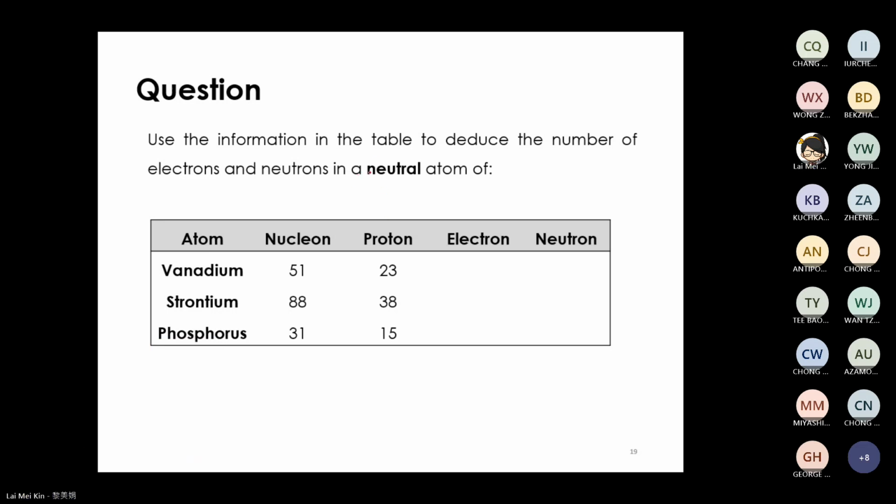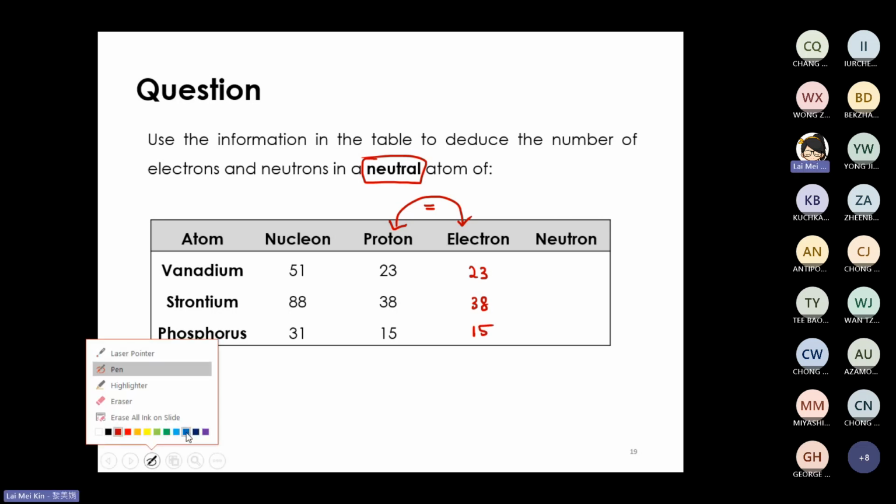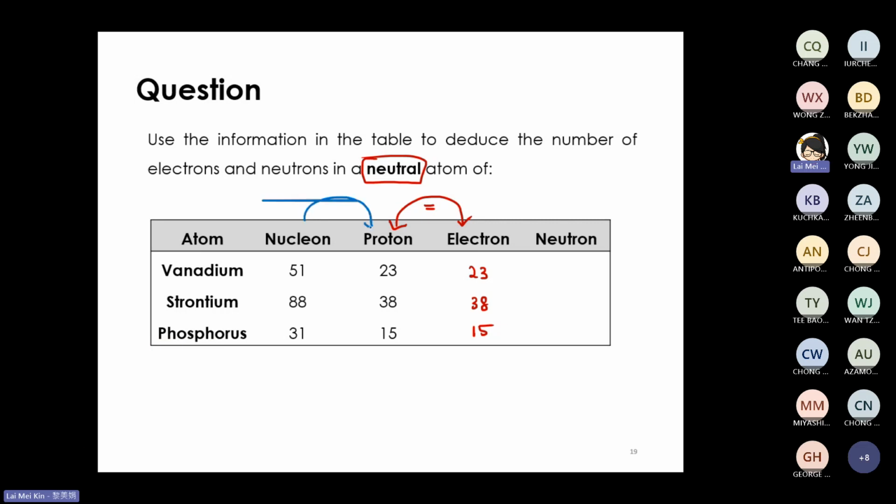All right. So we're talking about neutral atom. So neutral atom, what does it mean? Okay, proton and the electron will be the same. All right, so it is very easy. You can fill this up. Neutral means you have the same number for this. Okay, how do you find number of neutron? Nucleon minus proton. Okay. So you just minus this. So 51 minus 23, 28, and then 50 and 16.